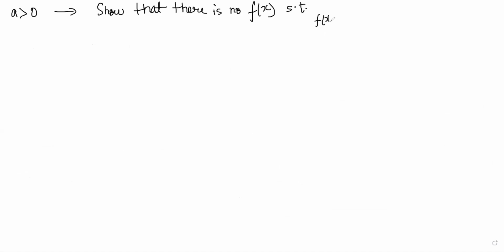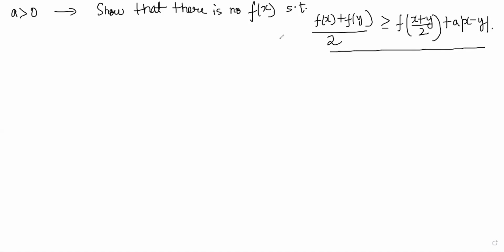So if a is greater than 0, we will now show that there is no such f(x). Show that there is no f(x) such that (f(x) + f(y))/2 is greater than or equal to f((x+y)/2) + a times |x - y|. So we'll be able to show that for positive a, there is no function like this. So how do we show that?